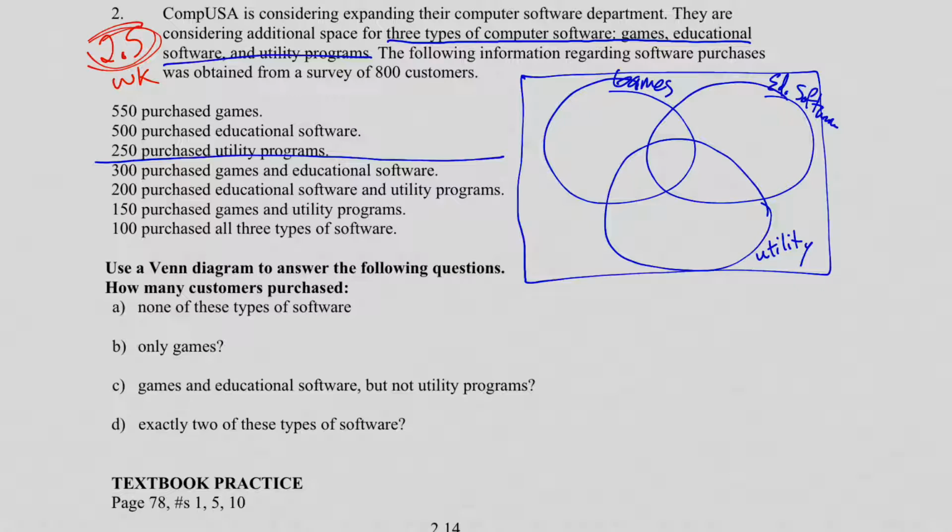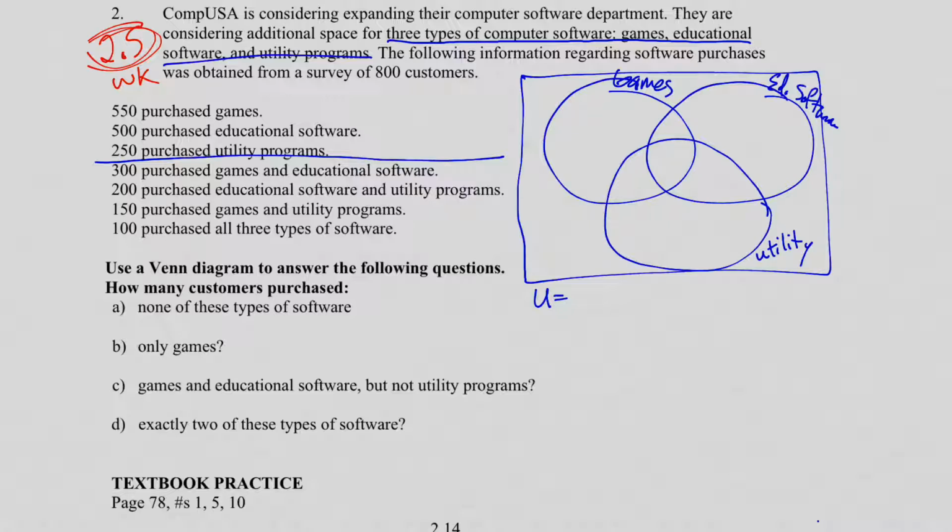Okay, now, our universal set we're going to do down here, because we may have to do some calculations, so we need some room for that. All right, so the following information regarding software purchases was obtained from a survey of 800 customers. 550 purchased games, 500 purchased educational software, 250 purchased utility programs.